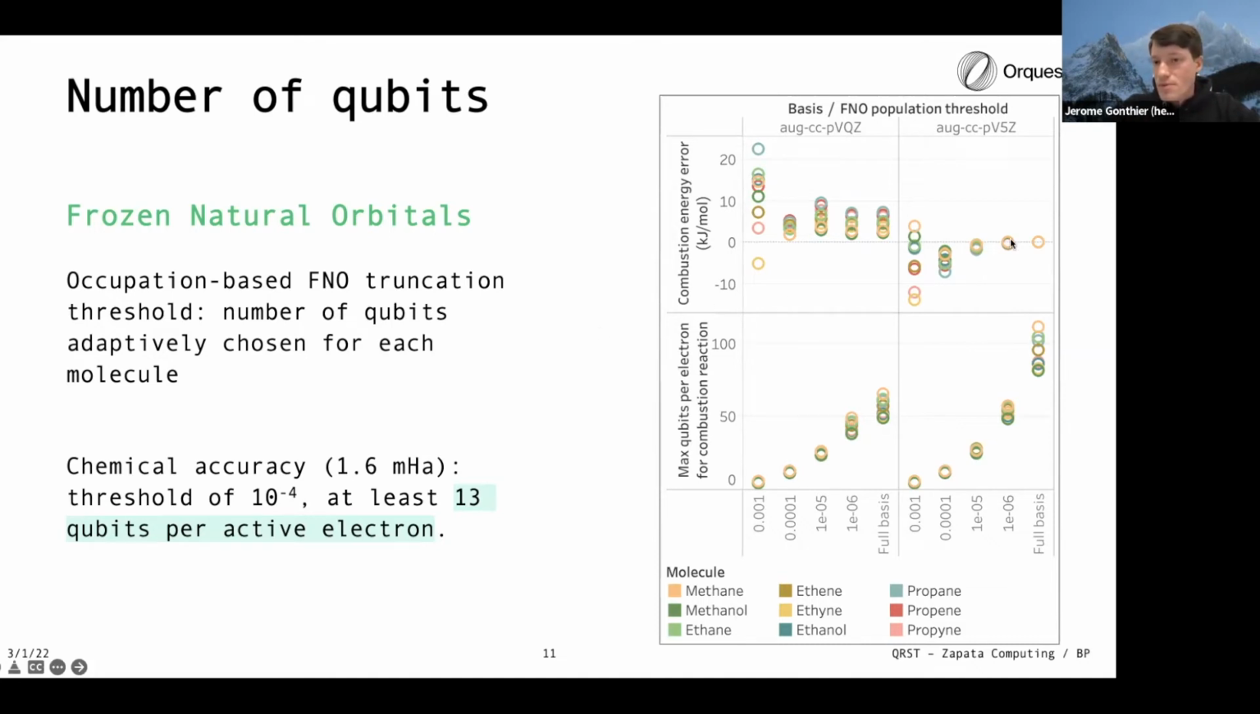So what we saw exploring these different truncations is that we needed about 13 qubits per active electron to be able to be accurate enough. So for example, if we have 10 electrons in the molecule we are looking at, that means we would need 130 qubits to be able to get the energy to enough accuracy.